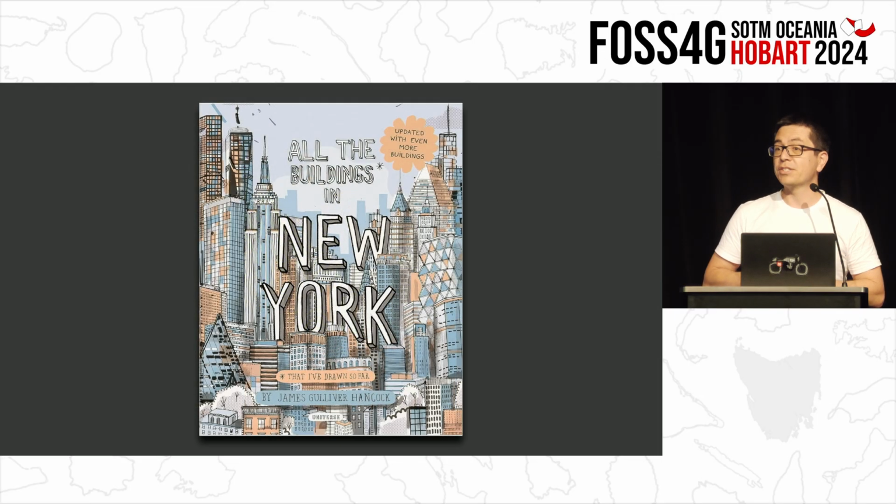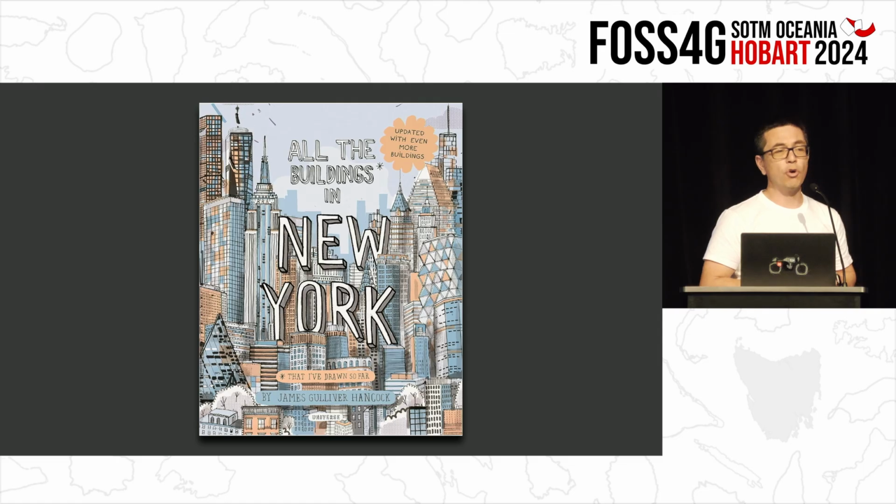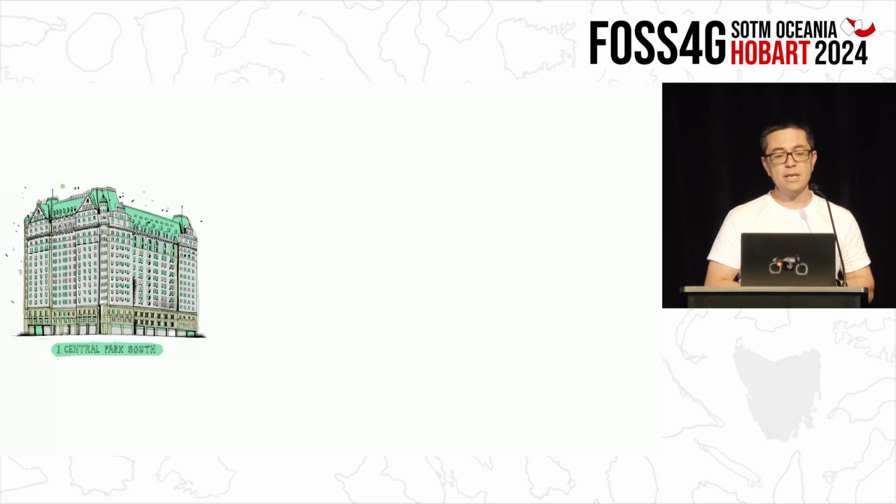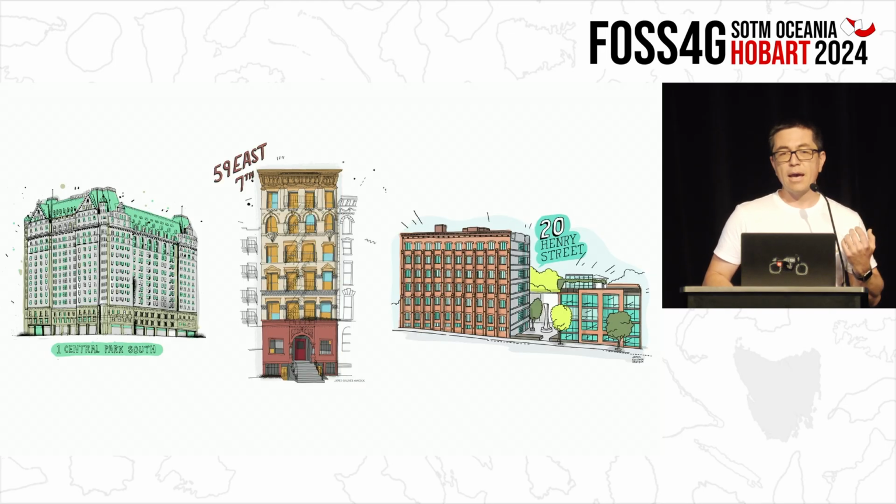The one I want to talk about today is this book of his called All the Buildings in New York, in brackets, that I've drawn so far. So James spent about 10 years living in New York City, and he drew the buildings that he came across while he was living there. And I love these drawings. They're all different from each other, but they're all distinctly his, and I really like the style that he has.